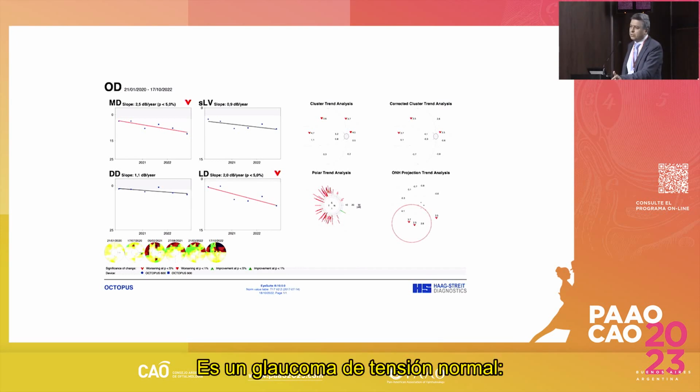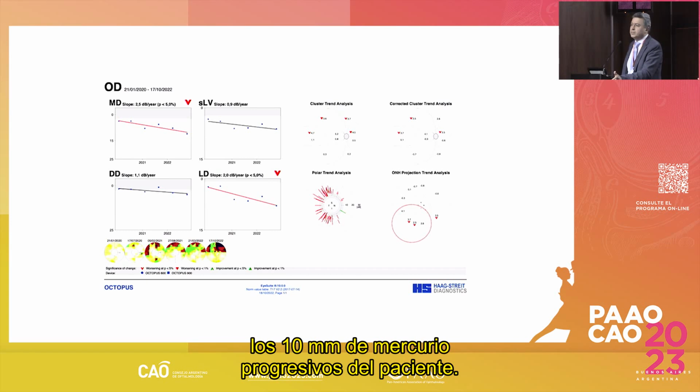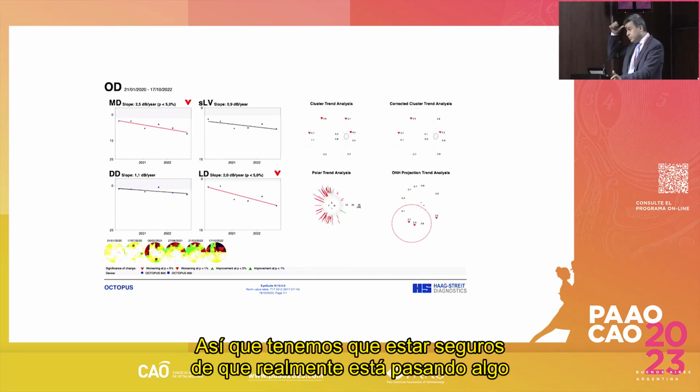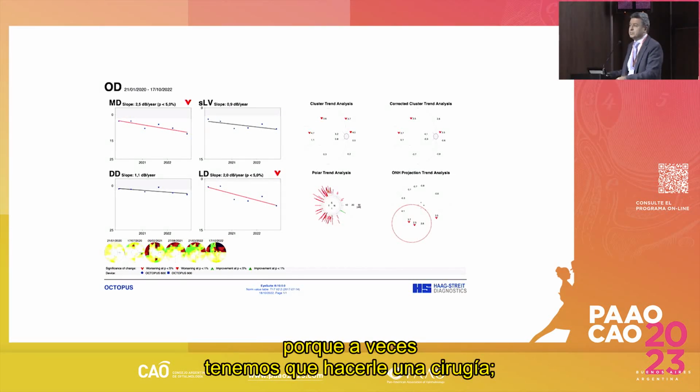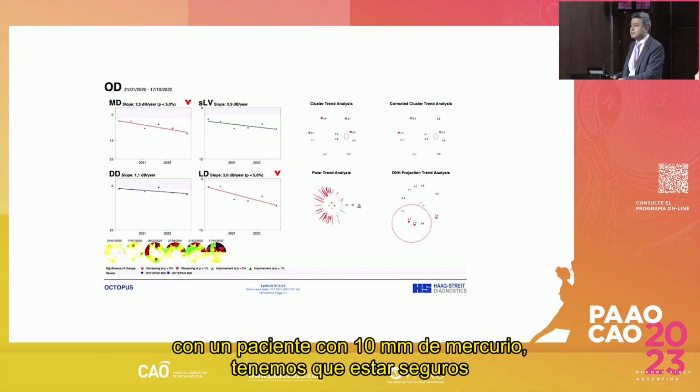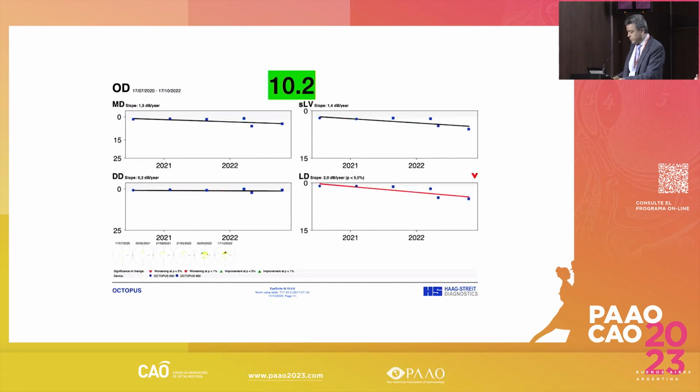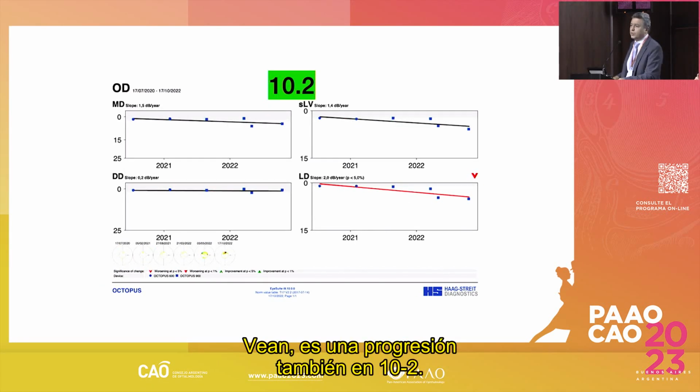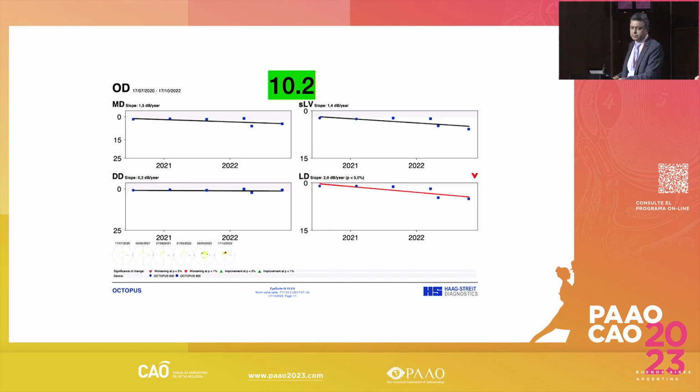It's a normal tension glaucoma. The patient is progressing with 10 millimeters of mercury. So we have to be sure that something is really happening, because sometimes you have to do a surgery on a patient with 10 millimeters of mercury. You have to be sure that it's a real progression. And you have here, it's a progression also in the 10-2.